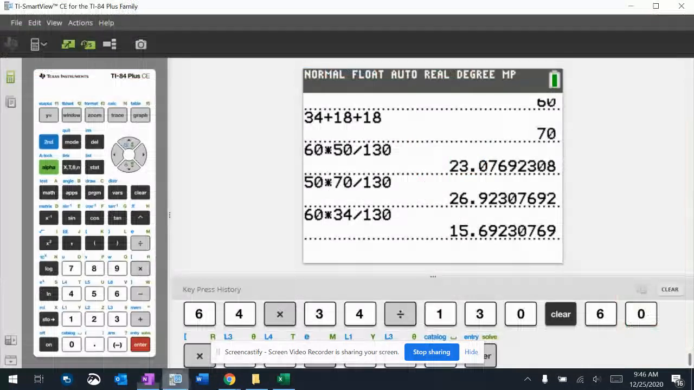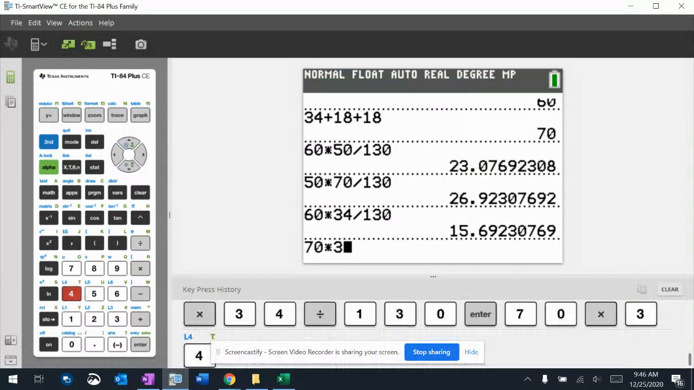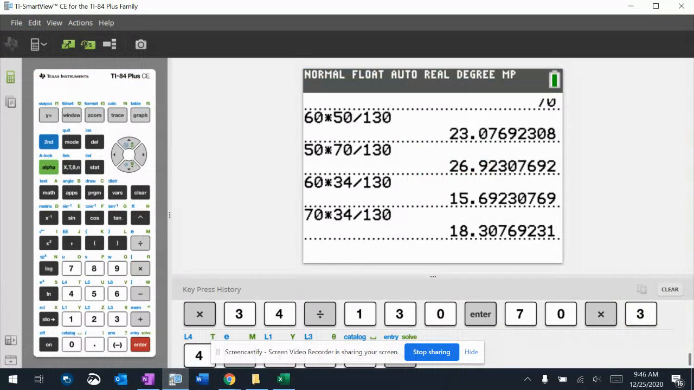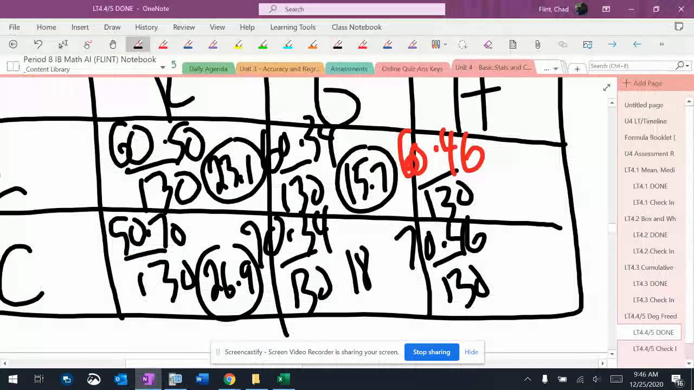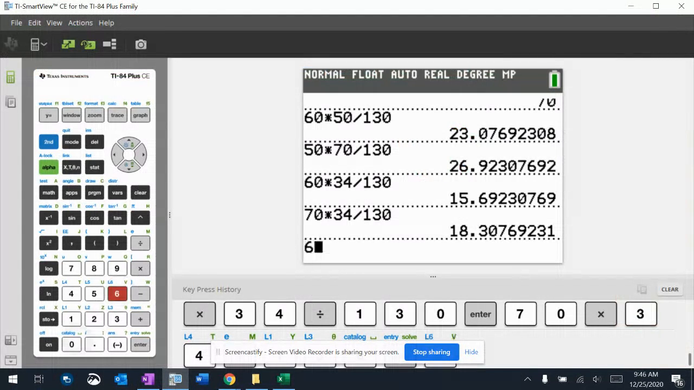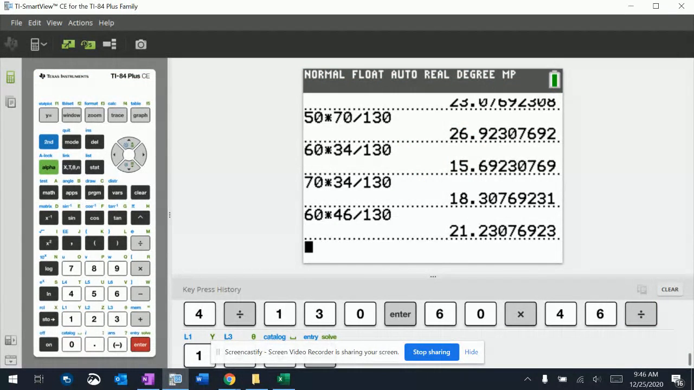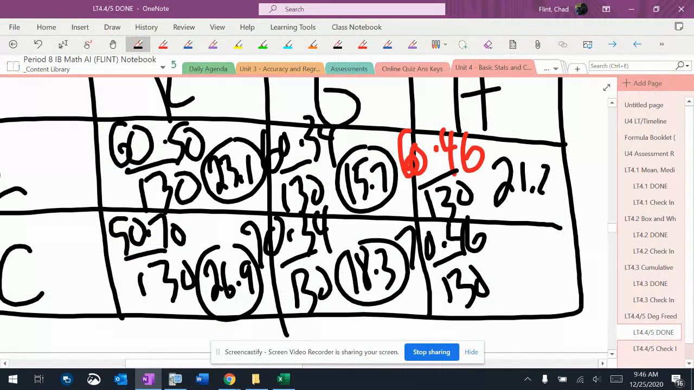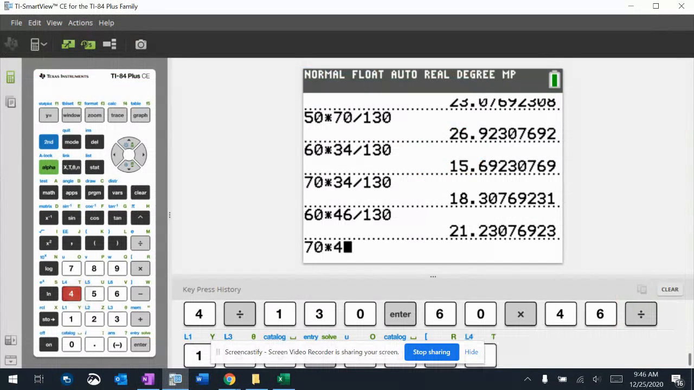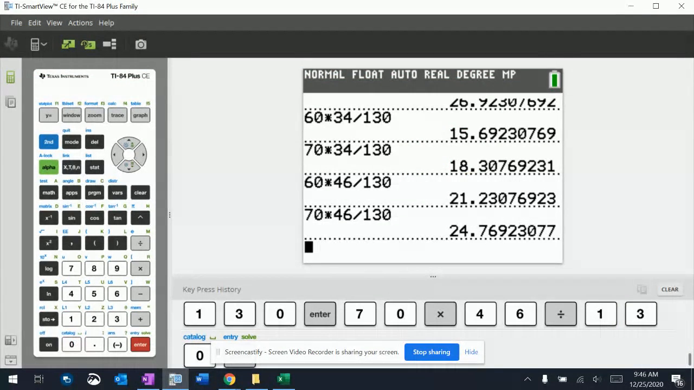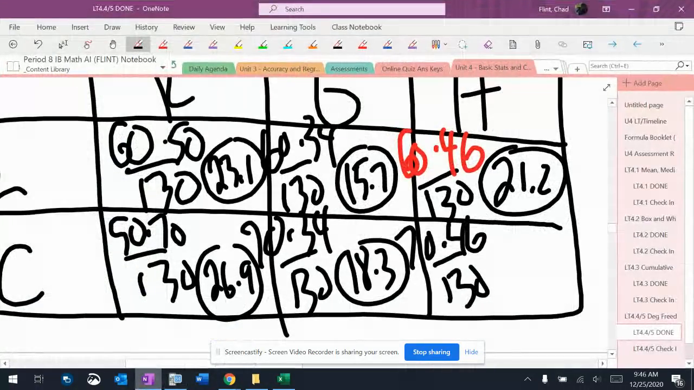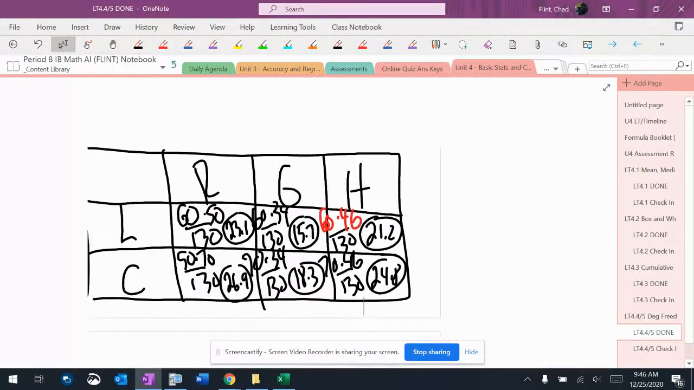70 times 34, 18.3. 60 times 46, 21.2. And then 70 times 46 is 24.8. So there is my full expected frequency table.